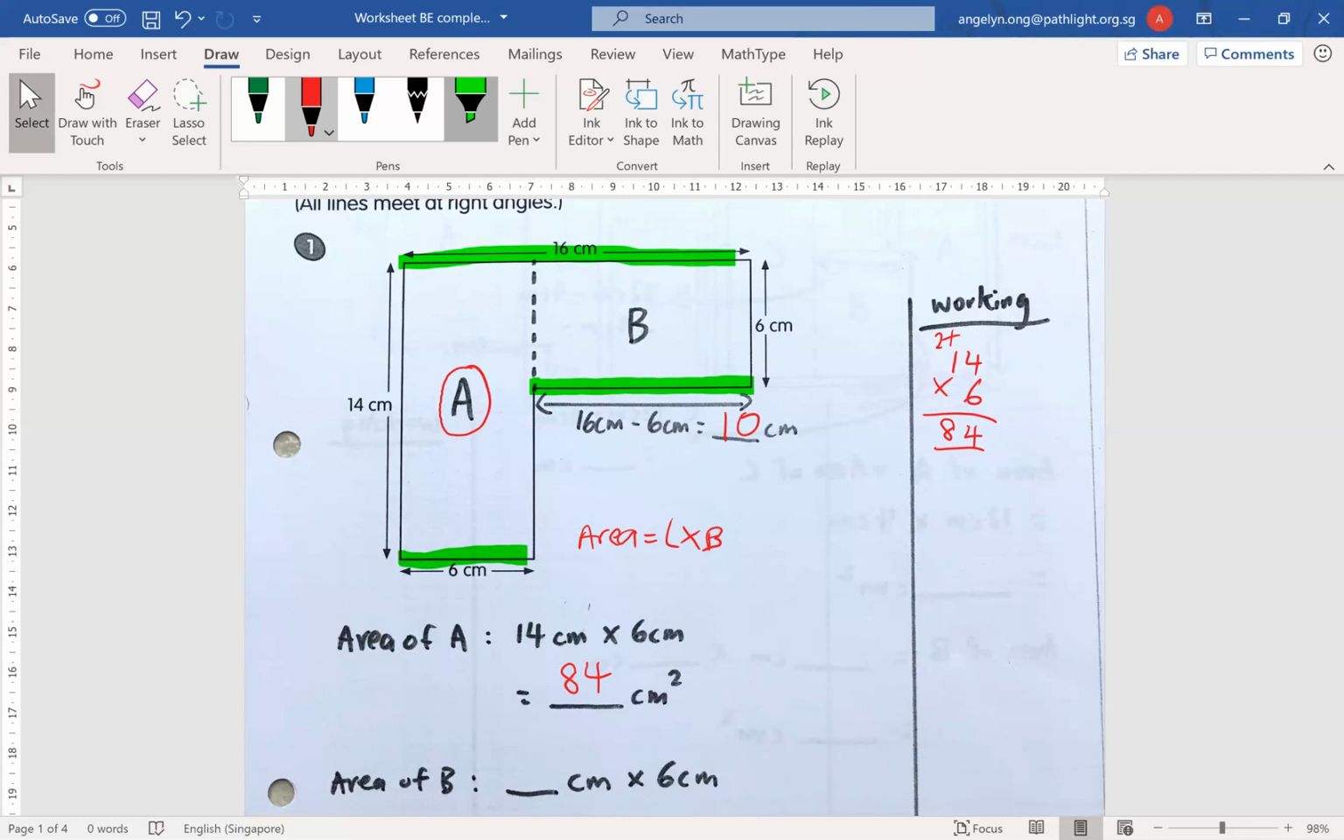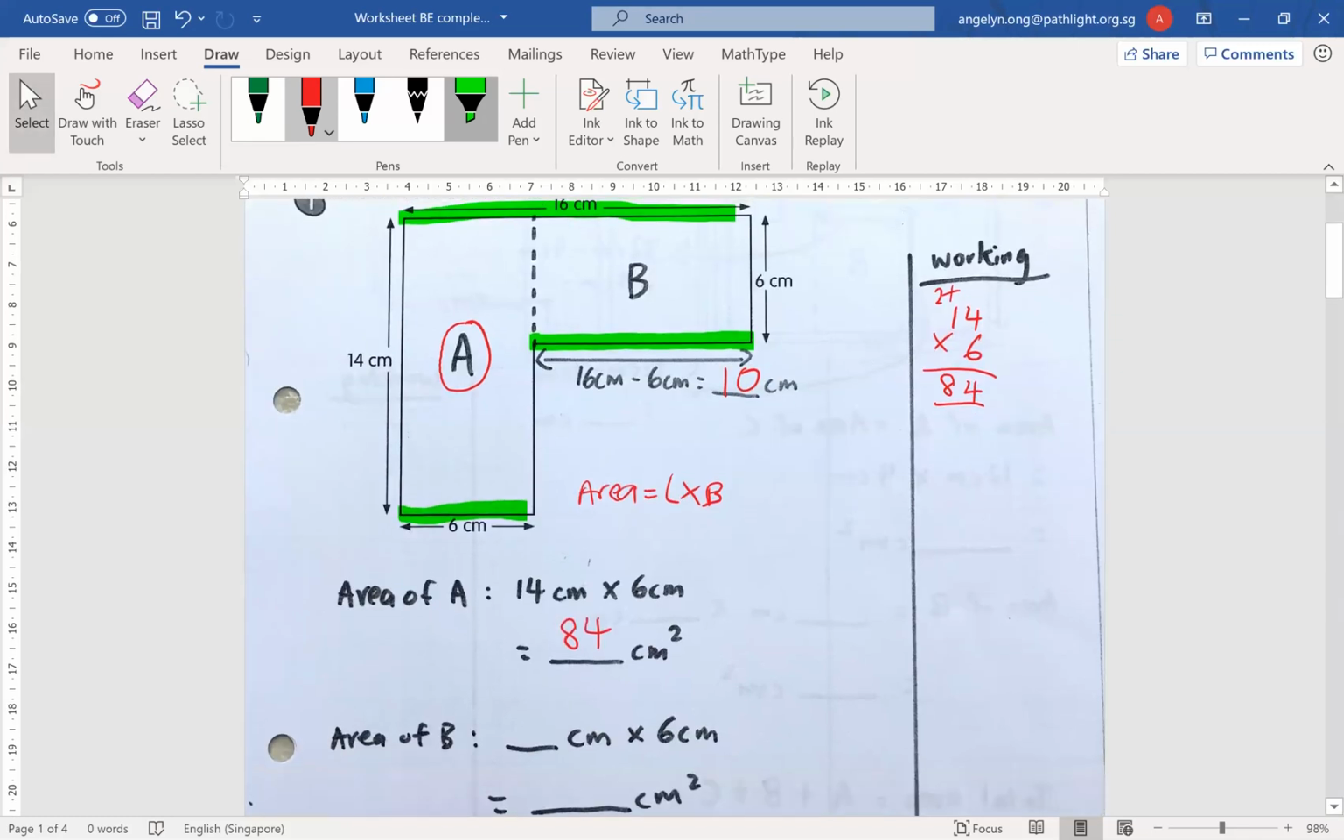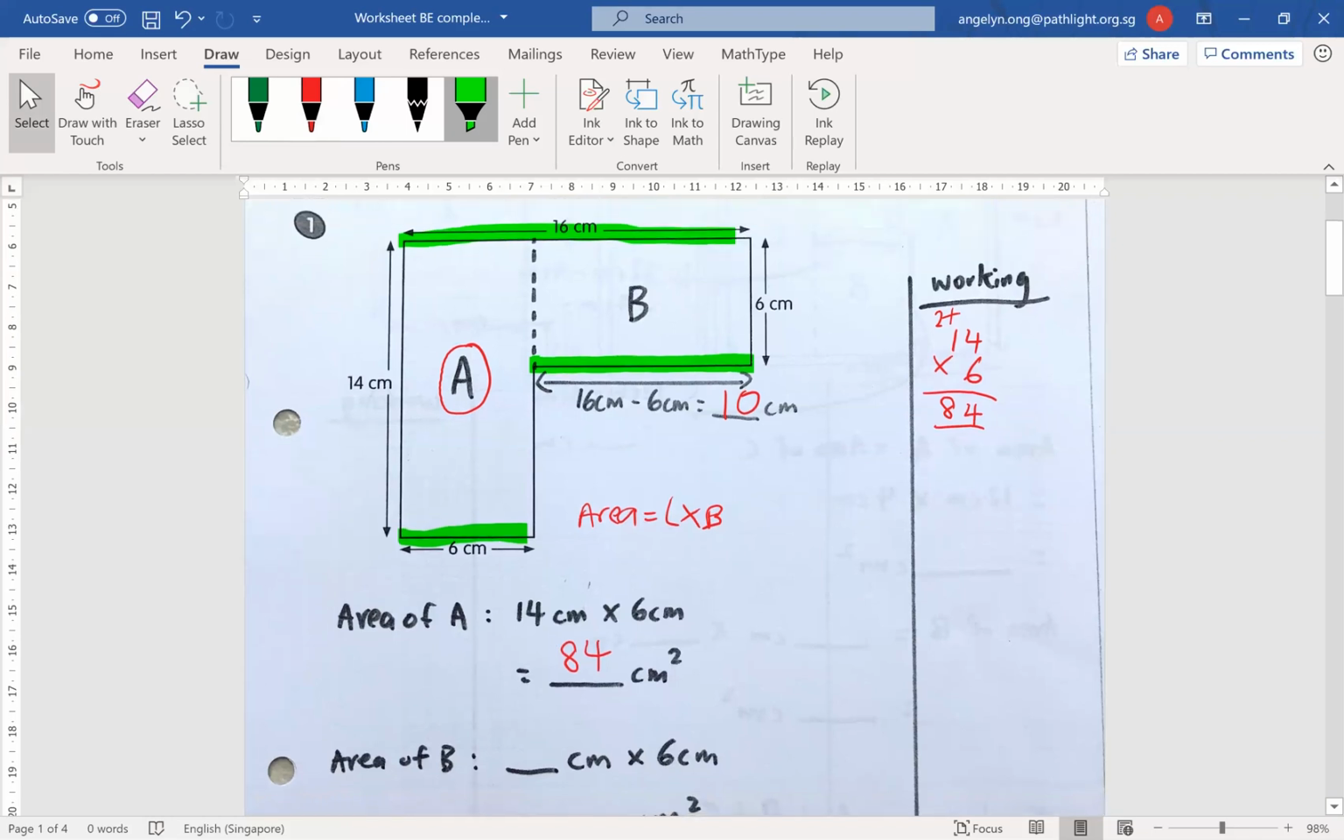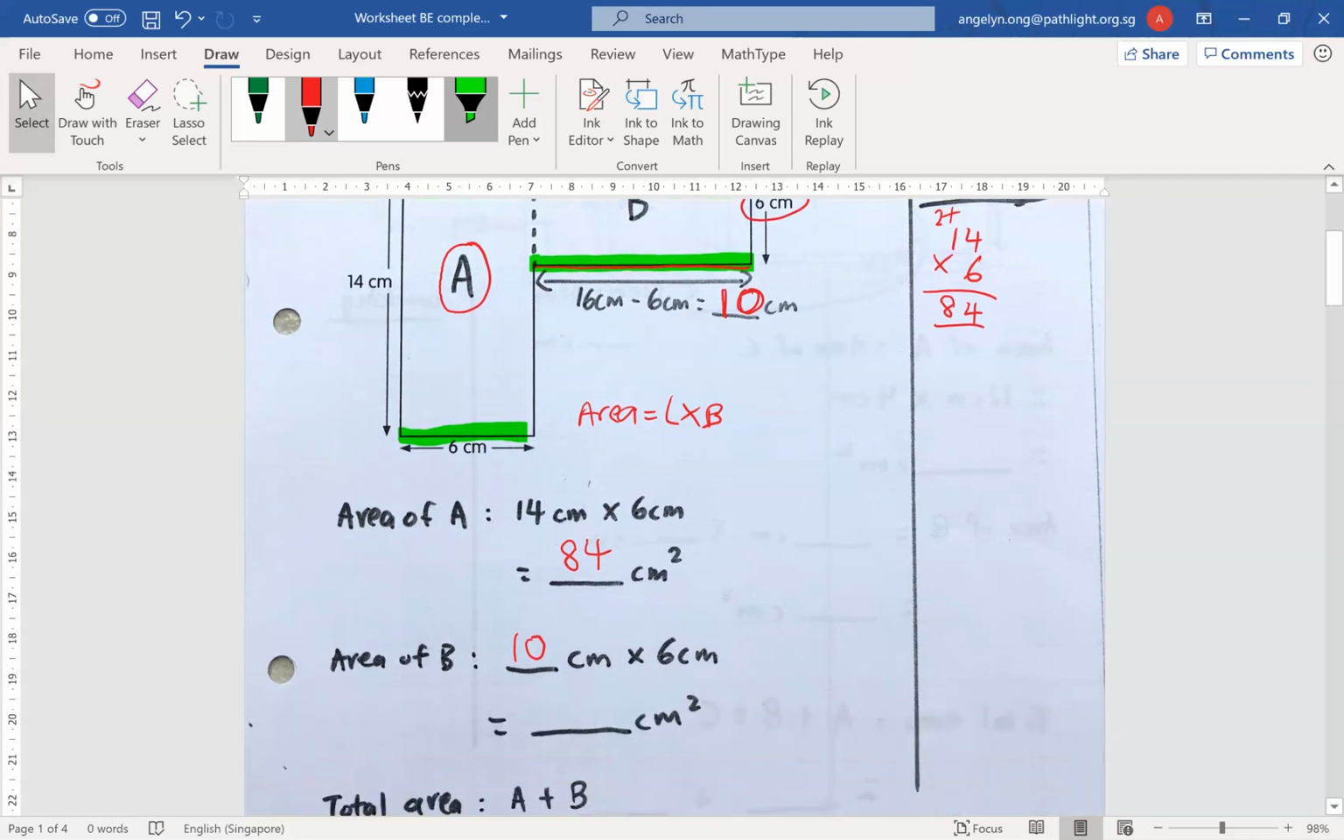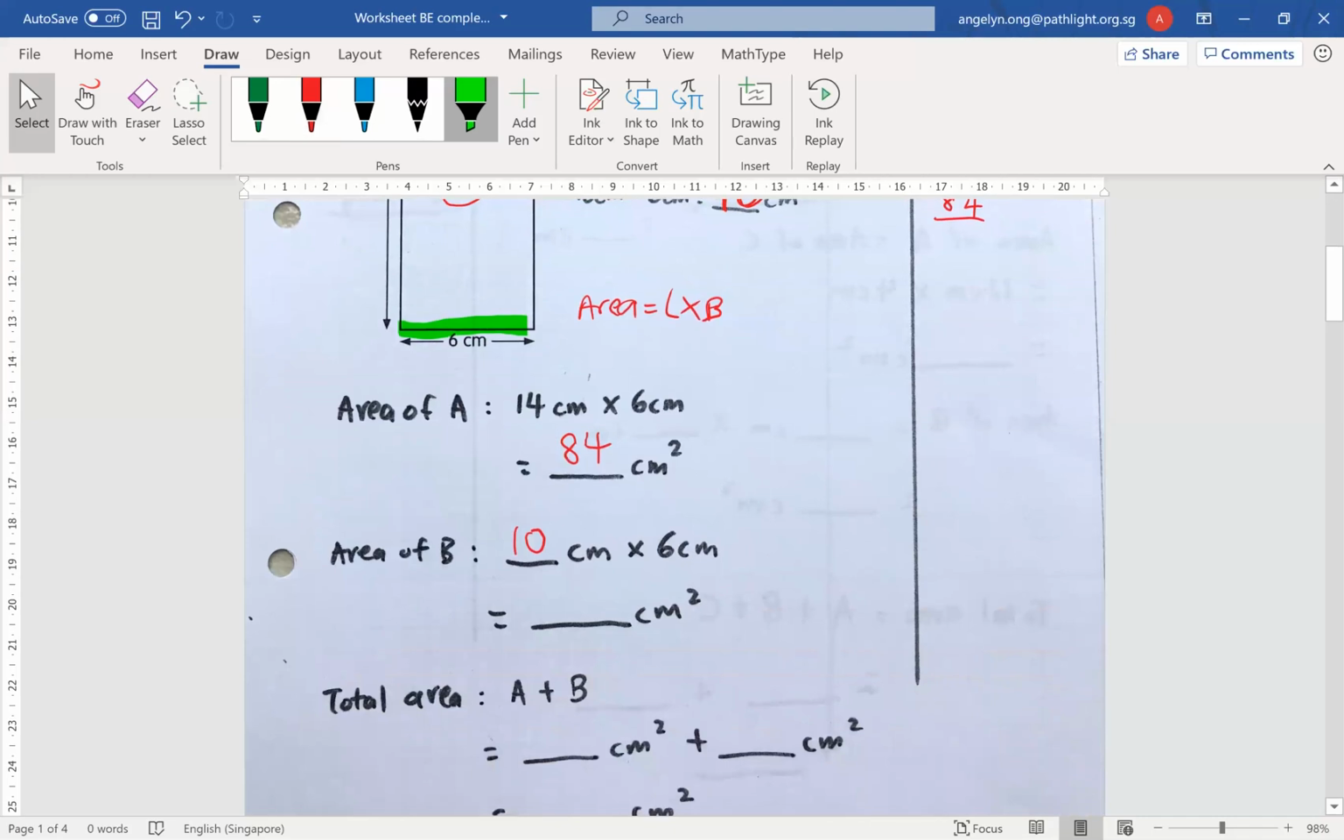Then I'm going to move on to finding the area of rectangle B. So just now we found that the length is 10 cm. Sorry, the length is 10 cm multiplied by the breadth, which is 6 cm. So I have 10 times 6, and that will give me 60.